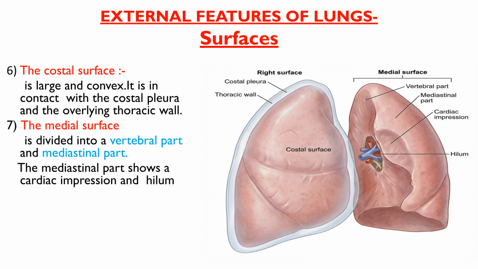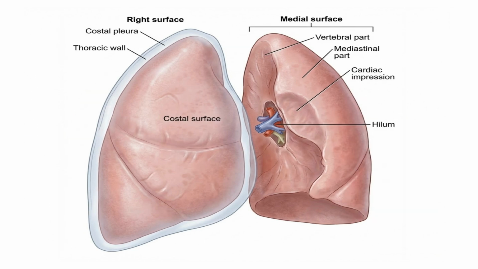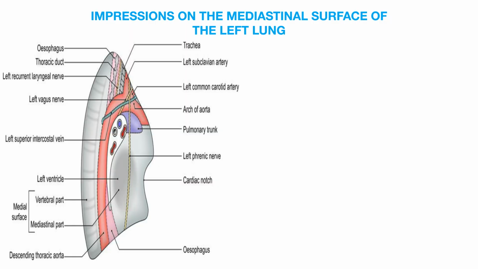This diagram provides a medial view of the right lung, illustrating the superior, middle, and inferior lobes, as well as various grooves and impressions. This image displays the medial view of the left lung, highlighting the superior and inferior lobes, the oblique fissure, hilum, and cardiac notch. Here we see the key impressions on the mediastinal surface of the right lung. This illustrates the important impressions on the mediastinal surface of the left lung.